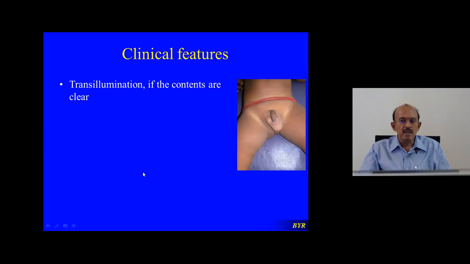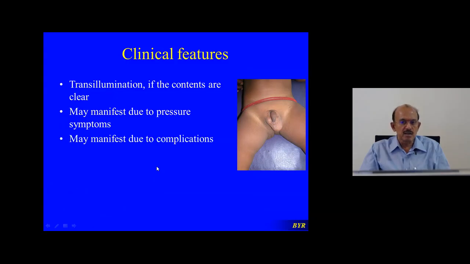Then the other clinical feature of a cystic swelling is transillumination; the contents are clear. Cysts may manifest due to pressure effects on the surrounding organs. They may manifest due to complications. The complications of any cyst: you tell me, what are the complications of any cyst anywhere in the body?